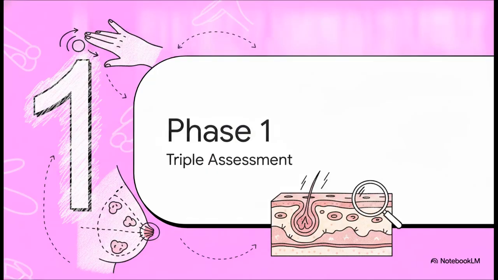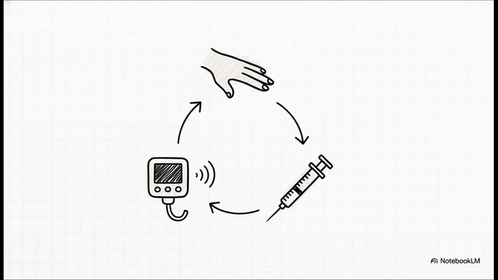Okay, kicking things off with Phase 1, the triple assessment context. Palpation doesn't just happen in a vacuum. It's actually step one of what breast surgeons universally call the triple assessment. Anytime a woman presents with symptomatic breast disease, we use this exact systematic approach. It combines a clinical breast exam, so your inspection and palpation, with radiological imaging like an ultrasound or a mammogram, and finally tissue sampling, which means cytology or histology.